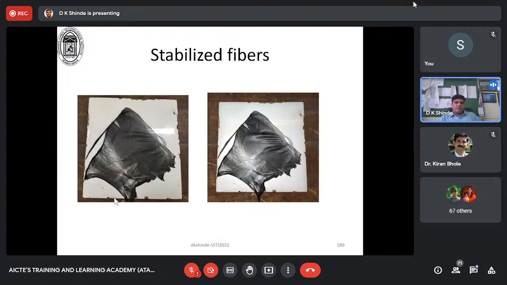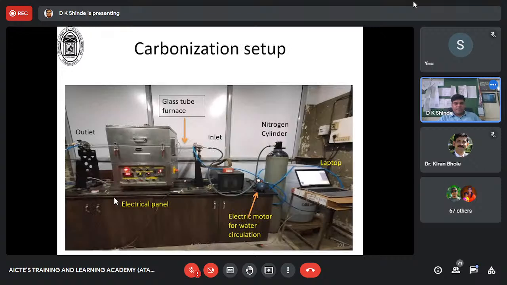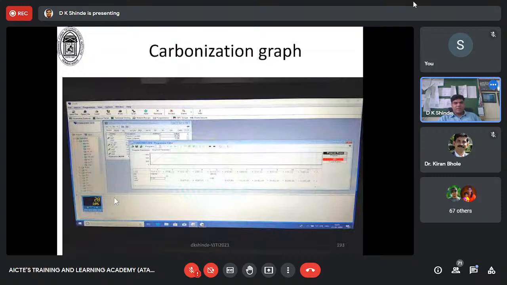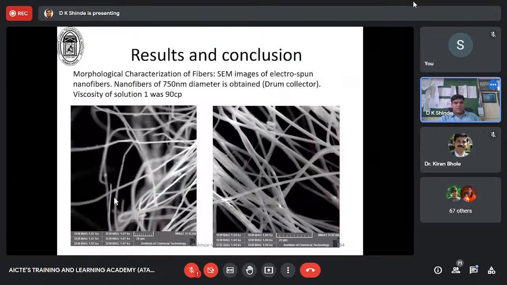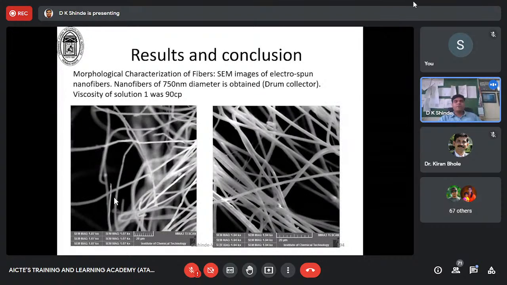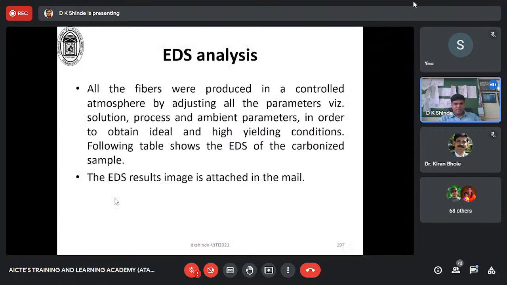After the stabilization, it went to carbonization in the CVD chamber at 700 degrees Celsius. We have the setup of the CVD chamber, and the fiber becomes very shrunk. Then we did the fiber analysis to see how the fiber looks after carbonization. Those morphological properties show that the fiber size has increased to 600 nanometers.